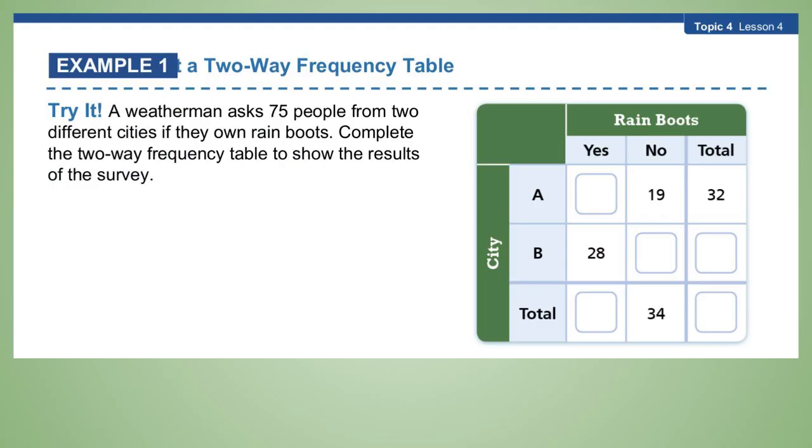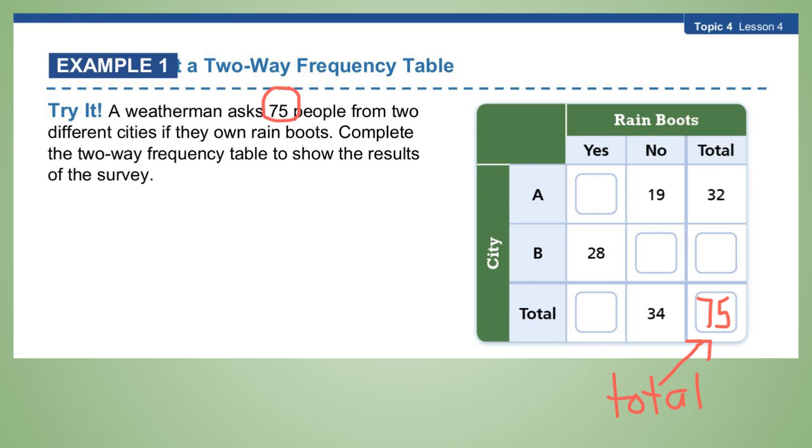This is the try it at the bottom of page 240. A weatherman asks 75 people. Now, I already told you that your total will always go in this bottom spot right here. So 75 total people from 2 different cities.